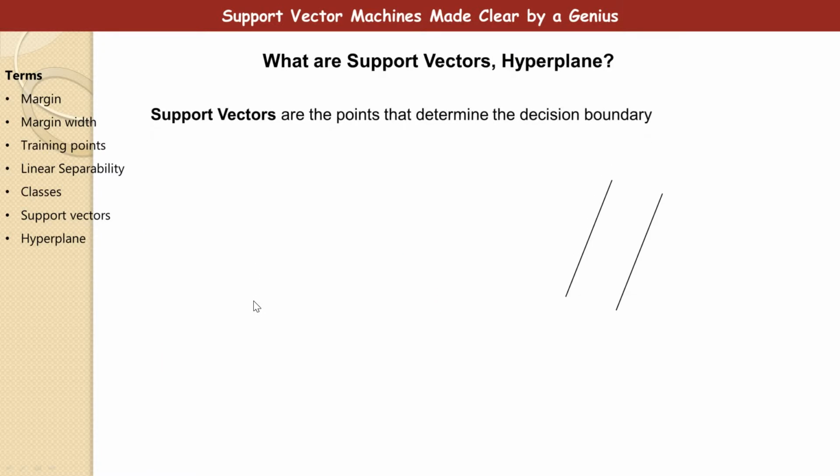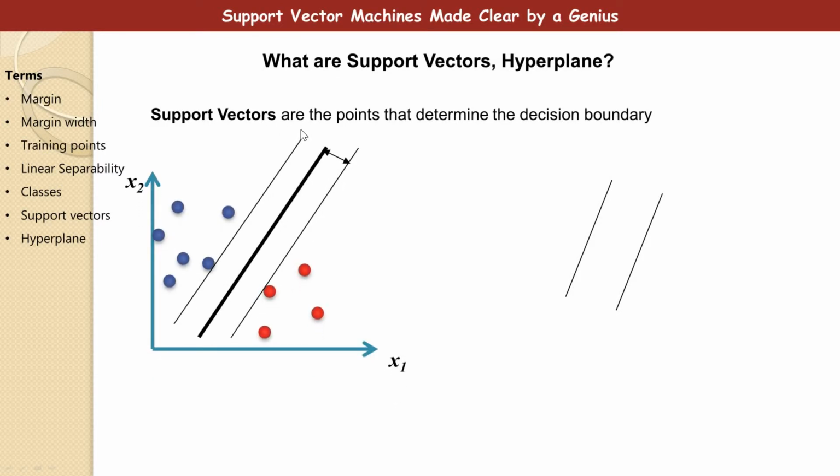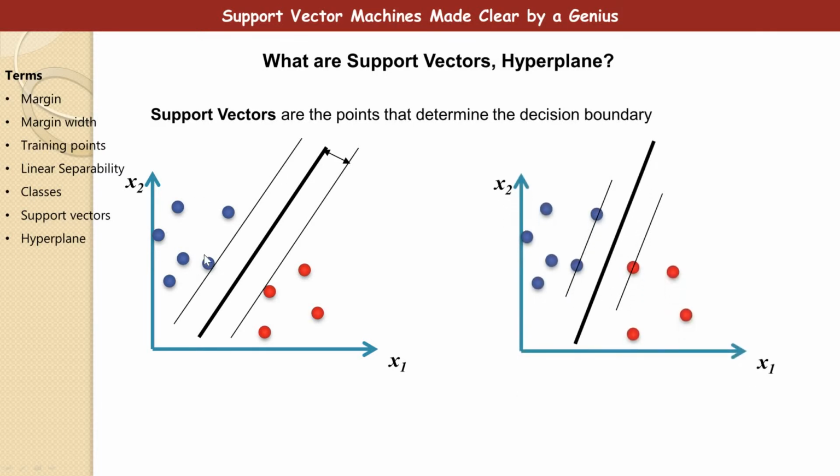So what are support vectors? Now you've seen that support vector machine is a classifier. Support vectors are points that determine the decision boundary. In this one, this is a support vector and this is a support vector, so we have 2 support vectors. The decision boundary is determined at these points. In this case, we have 3 support vectors, 1, 2, 3.